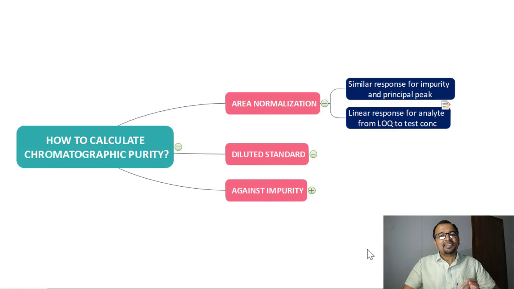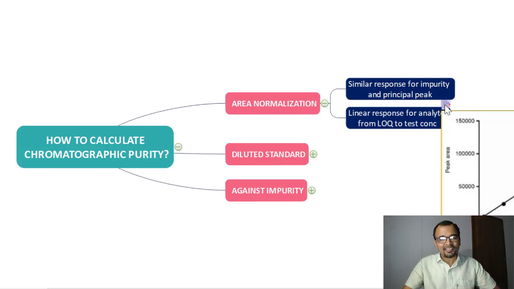In case there is a similar response for impurity and the principal peak at your selected wavelength, right? If at the selected wavelength you can get the similar response for the impurities and the principal peak, then you can think about using the area normalization method. The second important prerequisite is what? There must be a linear response observed for an analyte, that is your principal peak, from LOQ to the test concentration.